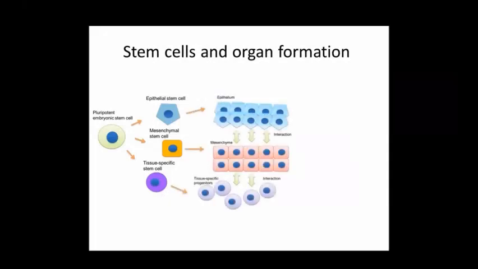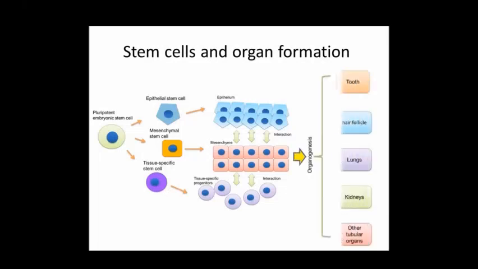Interactions among these cells initiate and regulate developmental processes, resulting in the formation of highly specialized functional tissues and organs, such as tooth, hair follicle, lungs, kidneys, and other tubular organs. Once the organism matures, the pluripotent embryonic stem cells have vanished, and some multipotent adult stem cells remain in the developed tissue to sustain homeostasis and repair injuries.